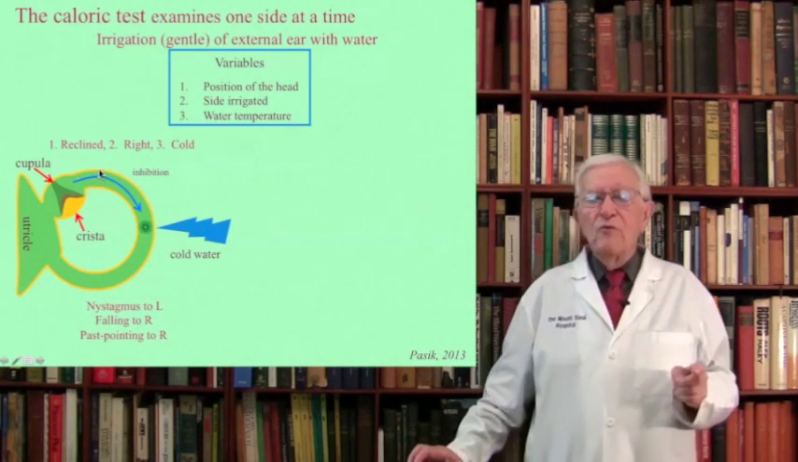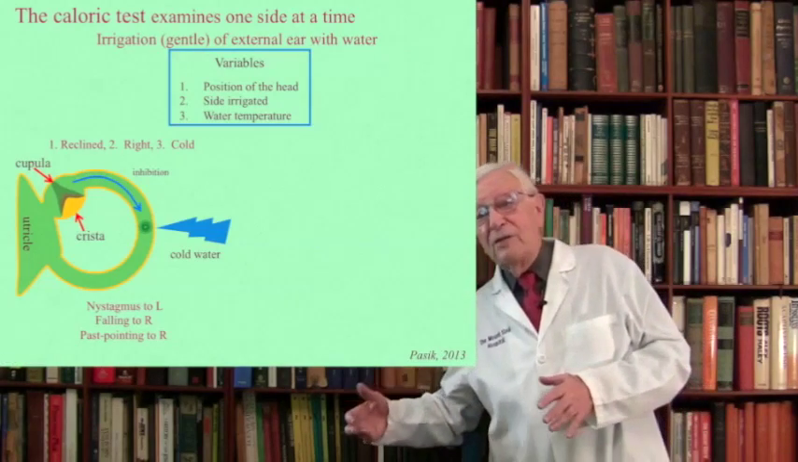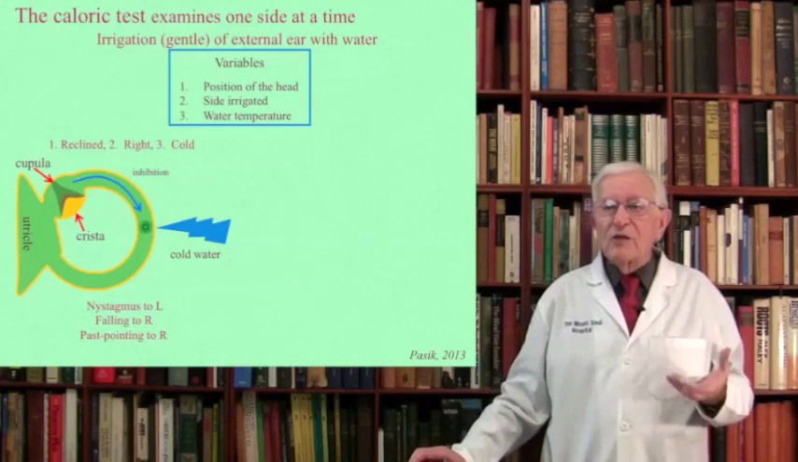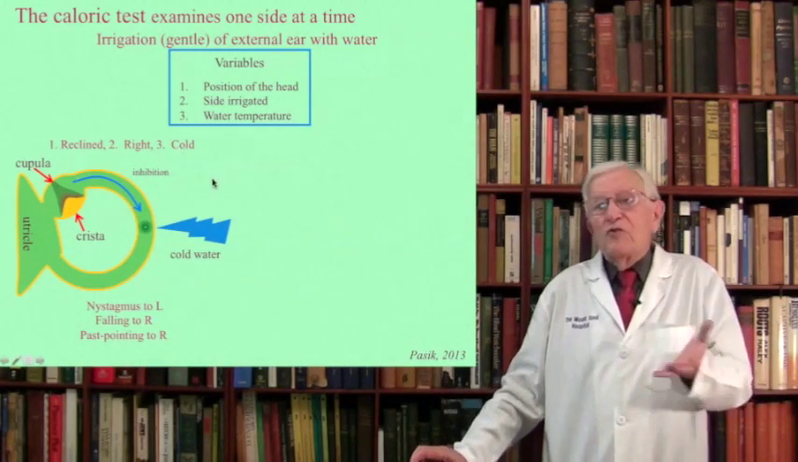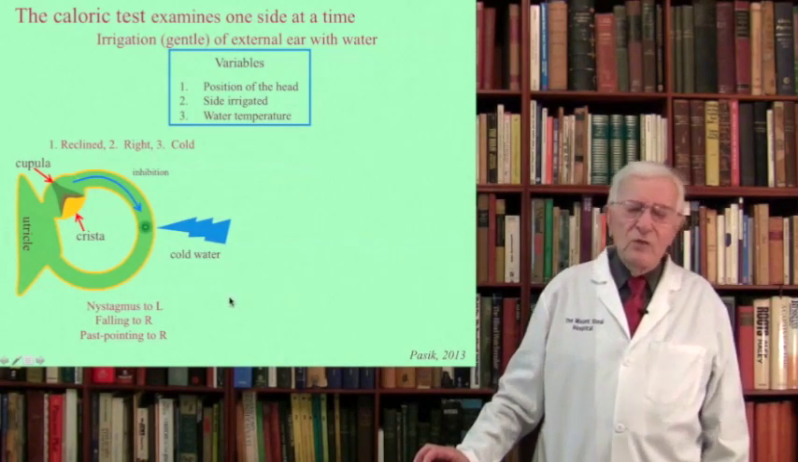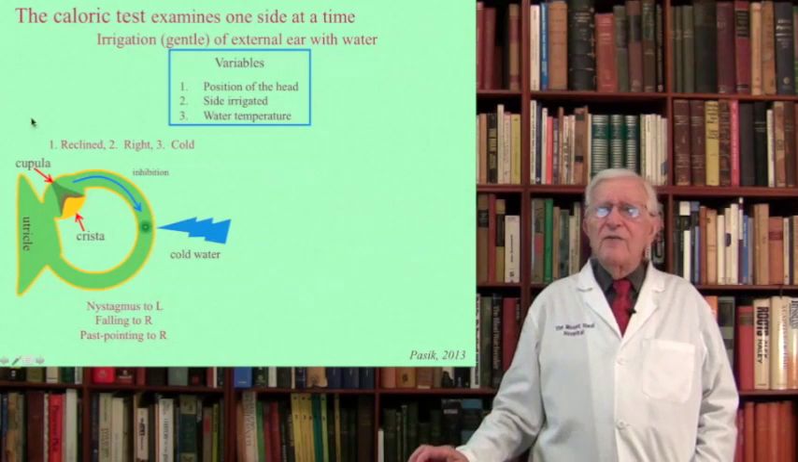At the same time, if you stand the patient or the subject, it will tend to fall to the right and will be past pointing also to the right, which is the actual vestibular response. The unfortunate thing is that nystagmus is called to the left because it's named by the direction of the fast phase. So let's get other variables.